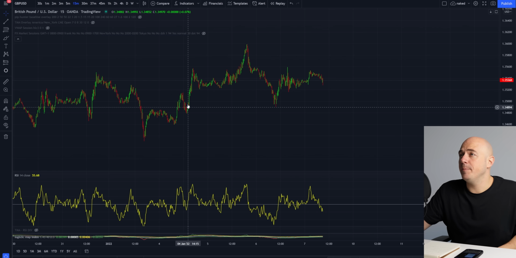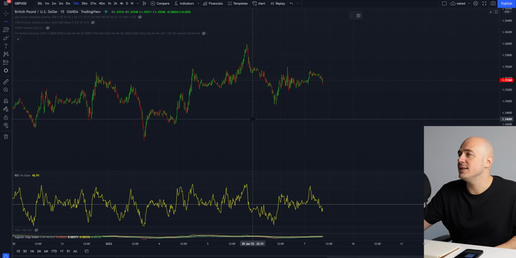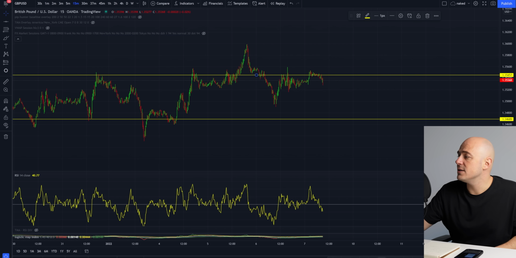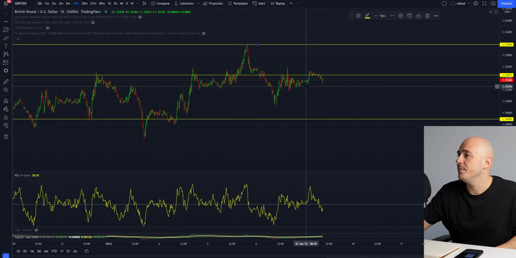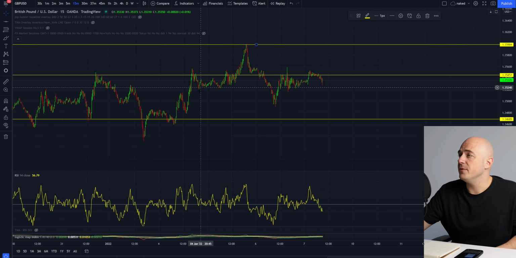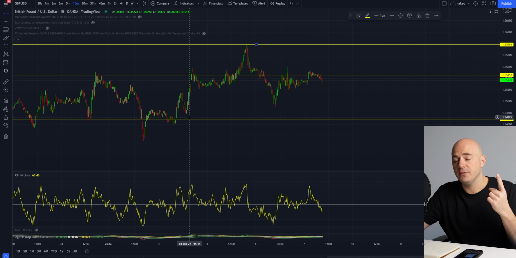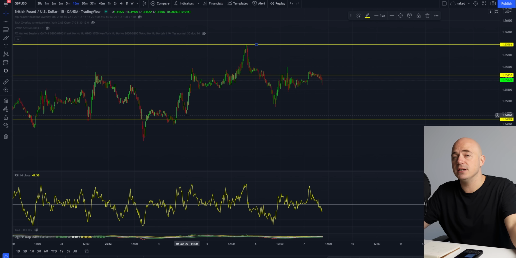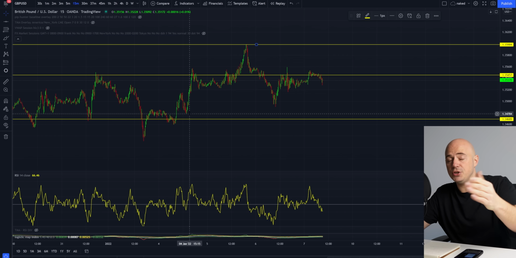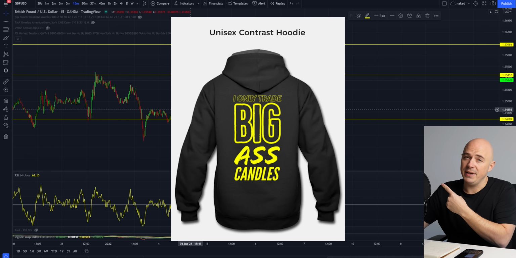All right, I just picked a random pair, GBP USD. We're going to do something really quick and draw up support and resistance zones. So we have some rejections off of these zones, some rejections off of these zones, and this is the recent high point. So when we have rejections off of these zones, that's one confluence. And I usually look for a rejection coupled with a big ass candle because you guys know I love to trade my big ass candles.